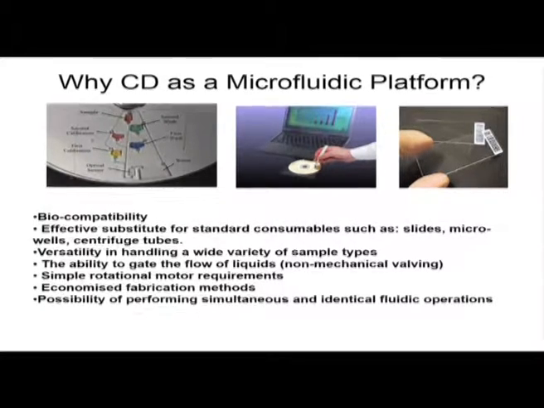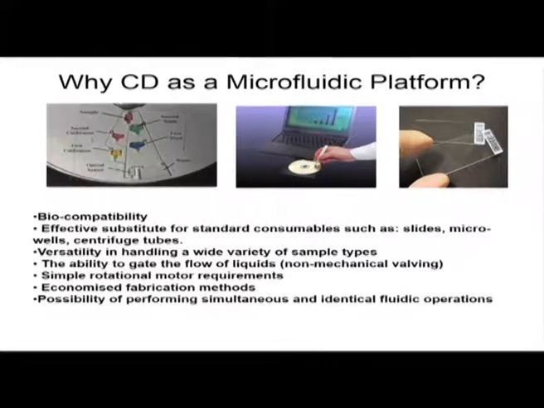Non-mechanical valving: the ability to control the flow of liquids just by controlling the rotational speed. You can use the rotational speed as a valve, so you do not require a mechanical valve to control the flow. Simple rotational motor requirement: the motor that you commonly use for rotating this disc can be a simple servo motor. So you can have a very simple motor by which you can rotate it.